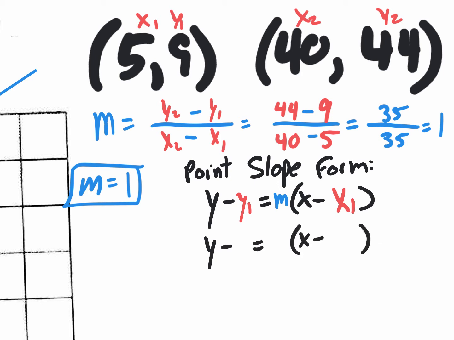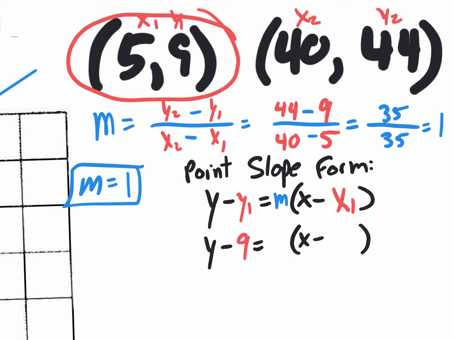That's what I recommend. And it looks like we're going to use this first coordinate, x1, y1. The numbers are nicer than the second one. So the y value is 9, the m value is 1, the x1 value is 5. Now, this is the equation that represents the line that best fits, but we want to write it in slope-intercept form. Again, this is exactly what we did all last week. So let's distribute the 1, which is not going to change anything. So you're going to have y minus 9 equals x minus 5.